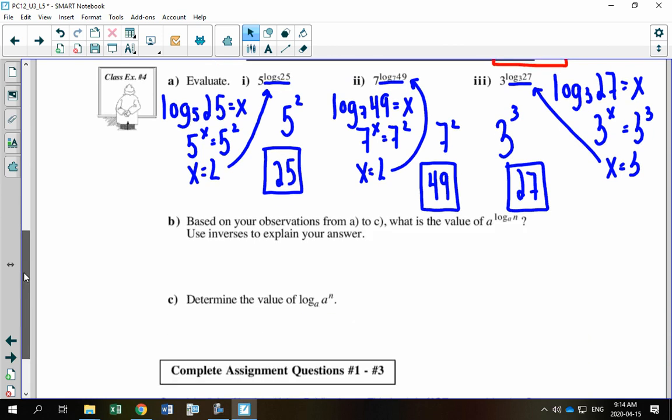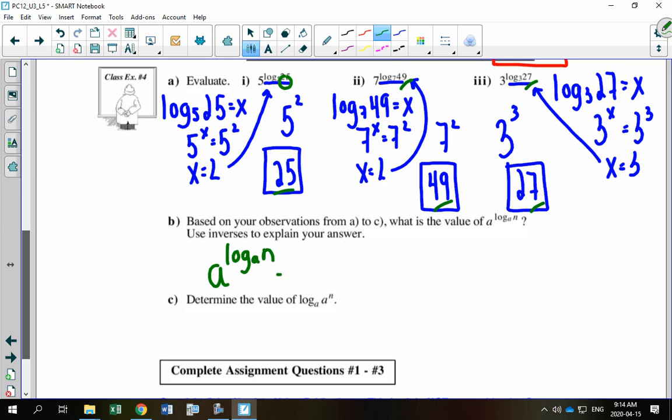Okay, so if we take a look at all of those examples there, what do you notice? Well, we noticed that for that first one, it was 5 to the power of log 5 of 25. Our n was 25. Our answer was 25, right? This one was the same as my answer. Same thing with the next one. My n was 49. My answer was 49. My n was 27. My answer was 27. So what can we notice here? That when we have a log a of n, so when the base and the base are the same, it's just equal to that argument, which is n.